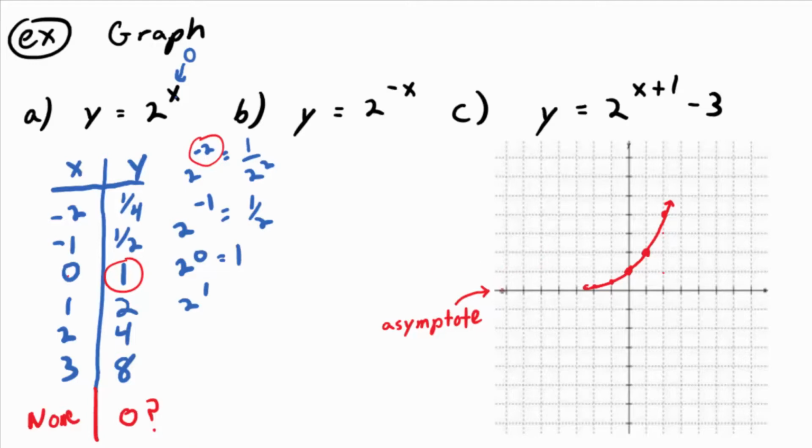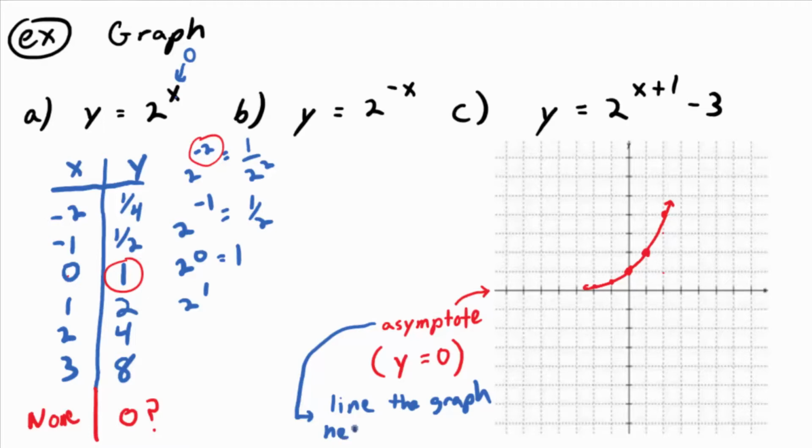In this case, it's the x-axis, isn't it? But what's the equation of the x-axis? It's y equals 0. It's a horizontal line. And the equation of any horizontal line is y equals whatever its height is, in this case 0. Okay? So just remember, an asymptote is a line the graph never gets to, or I'll just say never hits.